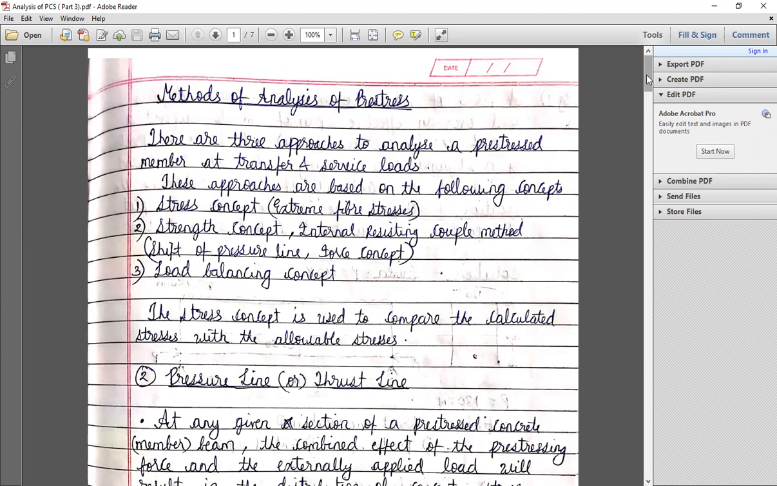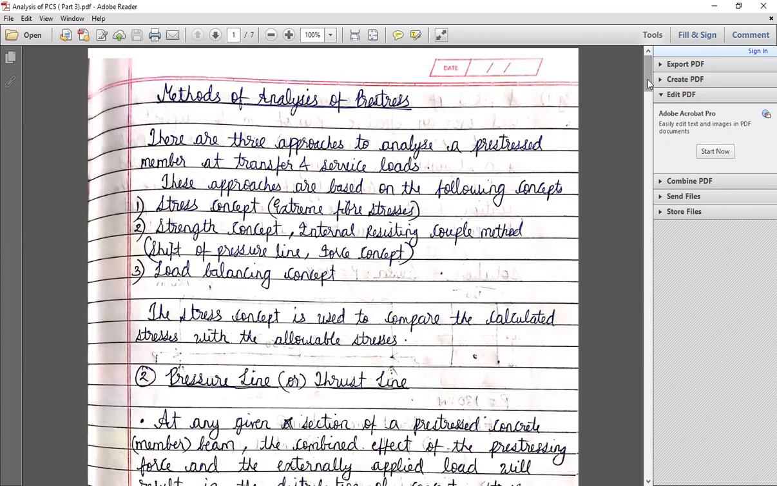The stress concept is used to compare the calculated stress with the allowable stress. So why are we actually calculating the resultant stress? So that we can compare with the permissible stresses, just to check whether the member is exceeding the permissible stresses or not. That is the reason we find out the resultant stresses of the section.